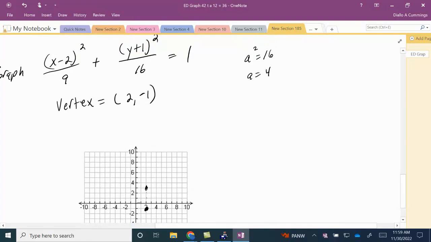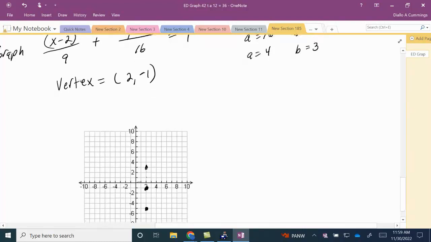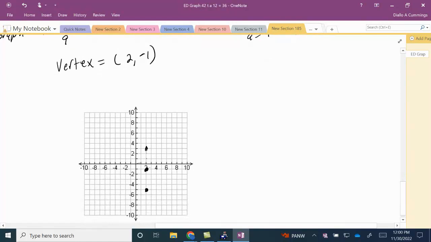For our minor axis, that's going to be located horizontally. We have b² equal to 9. So take the square root, b is equal to 3. From the vertex, I'm going to go 3 places to the left and 3 places to the right: 1, 2, 3, and 1, 2, 3. And here is our ellipse. This is our major axis.